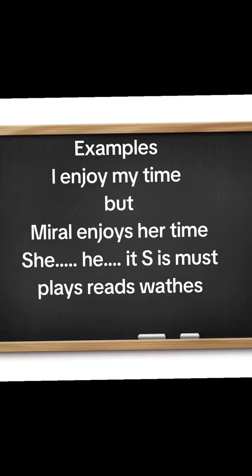Examples: I enjoy my time, but Miral enjoys her time. She enjoys her time. He plays football. It works well, for example. Okay? So here you see we add s at the end of the verb. And you really have to start practicing this in writing, then read it, and through time you will speak using the correct form.